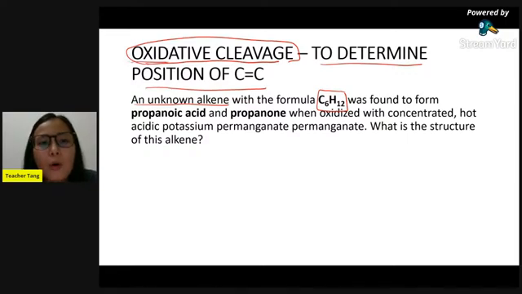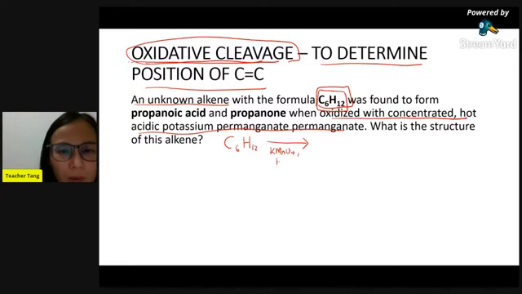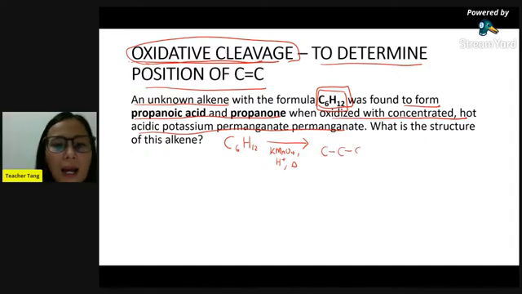So in this question, the alkene C6H12 is oxidized with concentrated hot acidified KMnO4, and forms propanoic acid and propanone. Propanoic acid has 3 carbons. Propanoic acid is a carboxylic acid, and the functional group is the carboxyl group.